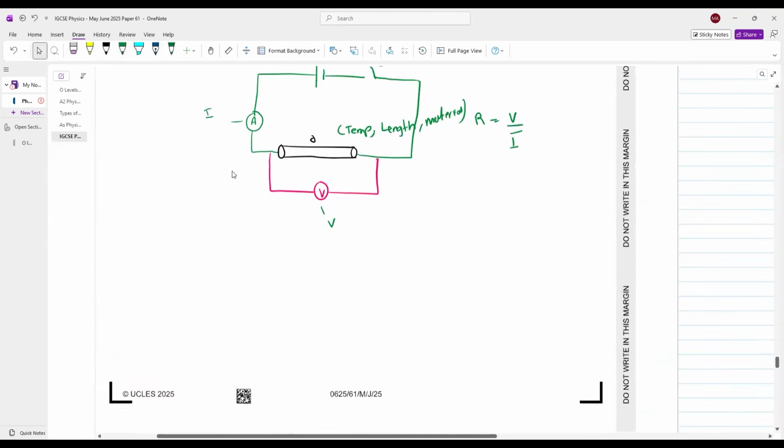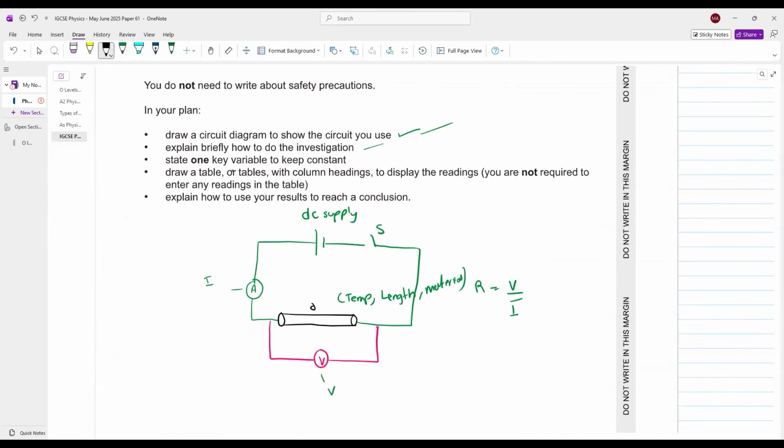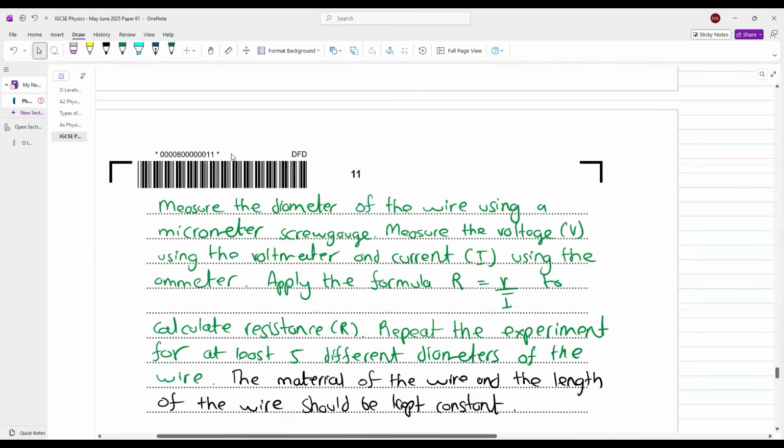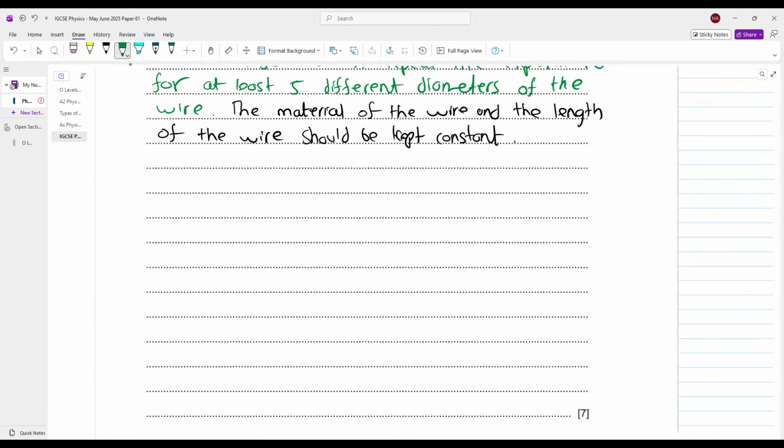Let's see. I think two key points are left. Okay, draw a table with column headings to display the readings. Always remember, whenever you will draw a table, you will include all the measured and calculated values. बेटा जब भी आप टेबल ड्रॉ करोगे तो आप सारी की सारी मेजर्ड और कैलकुलेटेड वैल्यूज लिखोगे. व्हाट आर द मेजर्ड वैल्यूज? डायमीटर स्लैश meters. Always write the full word and the unit as well.